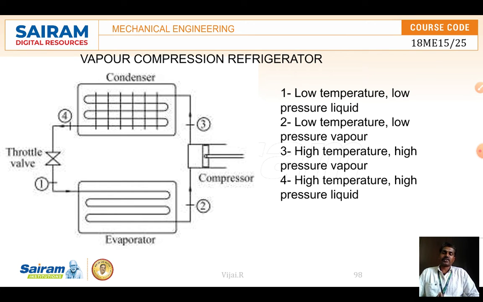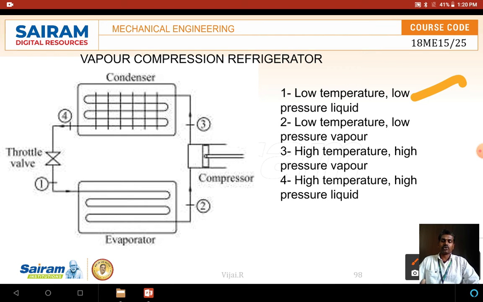For this vapor compression refrigeration system, we have four important components. Number one is the throttle valve, which we also call the expansion valve. Second is the evaporator. Third is the compressor. Fourth is the condenser. In the throttle valve, the pressure reduction process takes place. The refrigerant is converted into a low pressure, low temperature liquid. Once the low pressure, low temperature liquid comes, it goes to the evaporator.